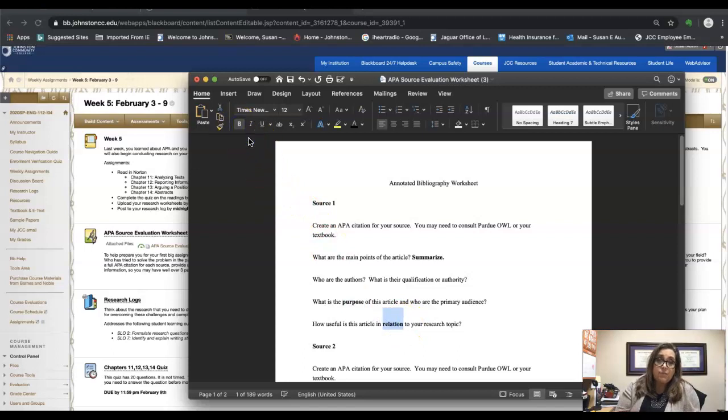So you're going to do 3 things whenever you annotate. You're going to summarize, you're going to evaluate or analyze, and you're going to synthesize. So the first part is fairly easy.